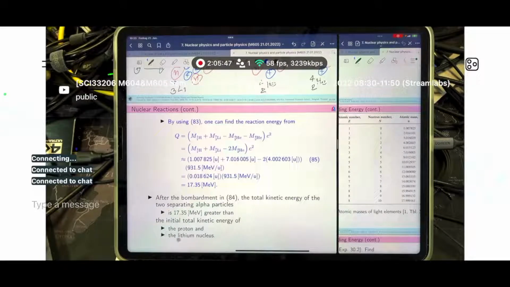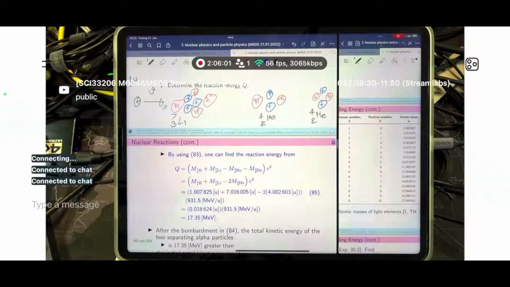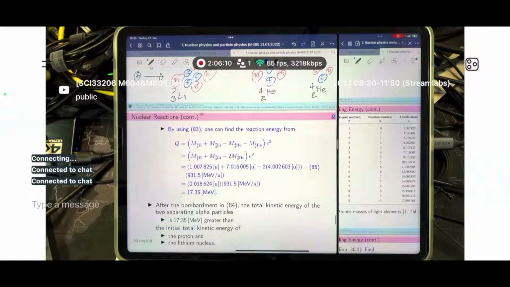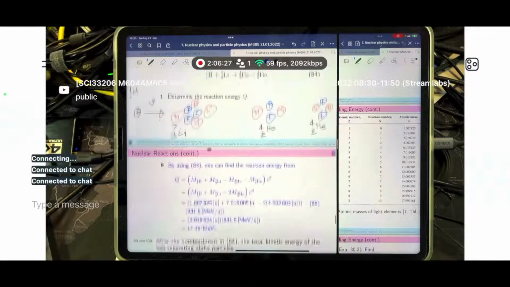The initial total kinetic energy is caused by the proton and the lithium nucleus. This is the initial kinetic energy, which is the part by the proton. And if lithium is moving, it would also have kinetic energy. But anyway, after the bombardment, after the calculation, we find that the mass difference is positive, so the released energy should also be positive. Then the summation of the kinetic energy of these two particles should be greater than that on the left hand side.